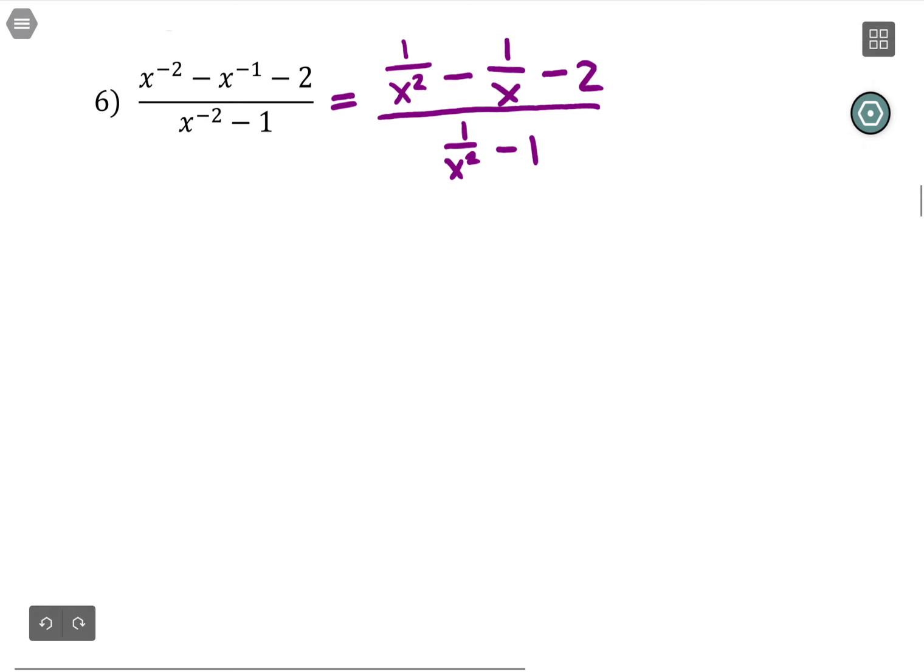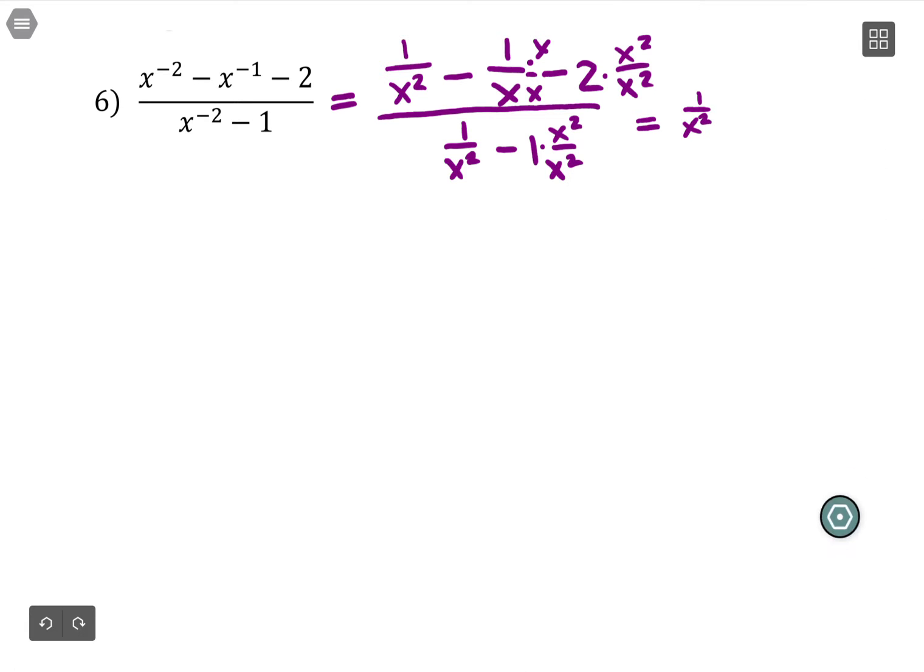It's going to be x squared on both the top and the bottom. So we're going to multiply by an x over x and an x squared over x squared. And then on the bottom, we'll just need to multiply that 1 by x squared over x squared. So we're going to get 1 over x squared. I don't know if you can see it, but I have stuff in the way on my screen, so I have to scrunch a little bit.